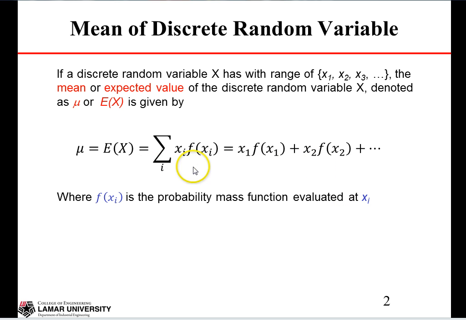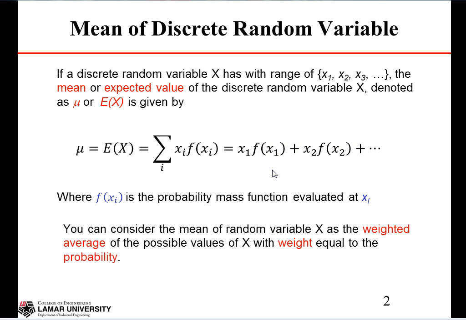So you can see that it's a summation of all the xi's multiplied by their probability mass function, and you can consider the mean of random variable x as the weighted average of the possible values of x, with weight equal to the probability.